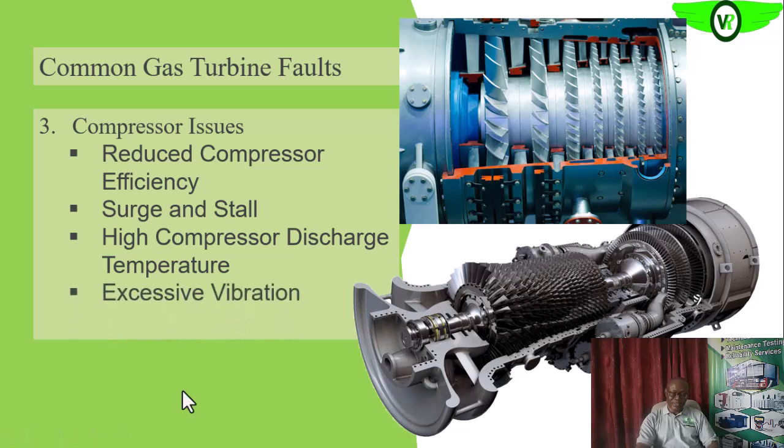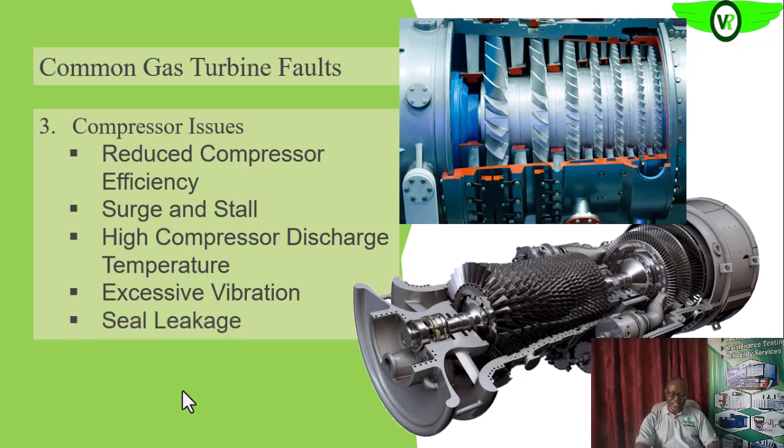So excessive vibration can also result in compressor issues, and this vibration can be caused by surge, or by a problem with the rotor, imbalance, misalignment, a broken blade, a blade that has gone off, or a cracked blade. All of these can result in increased vibration. Are we getting it on the compressor?